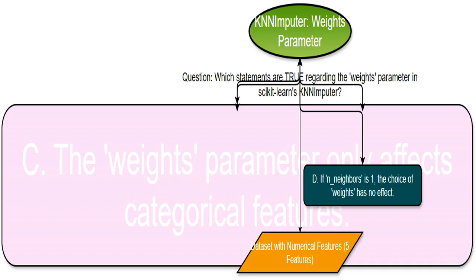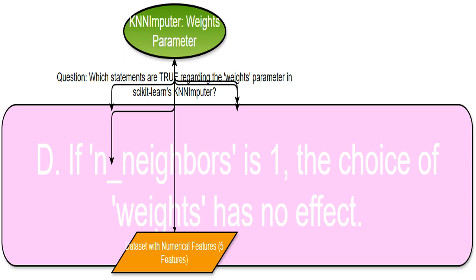I disagree. The KNNImputer is designed for numerical data, so this statement is false. We're only dealing with numbers here. This statement says if we only consider the nearest neighbor, n_neighbors equals 1, then uniform or distance weights give the same result. I think this is true because there's only one neighbor, so its weight doesn't matter. It's like having only one vote in an election. The result is the same whether that vote is equally weighted or more weighted.